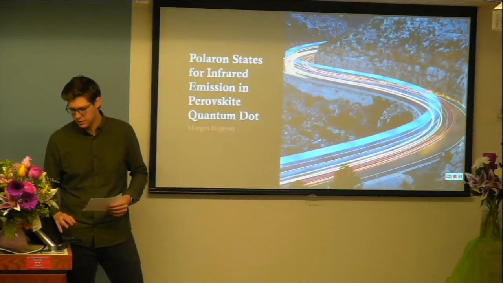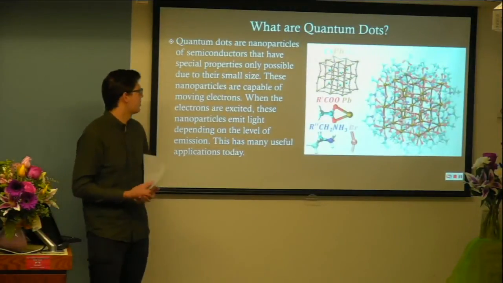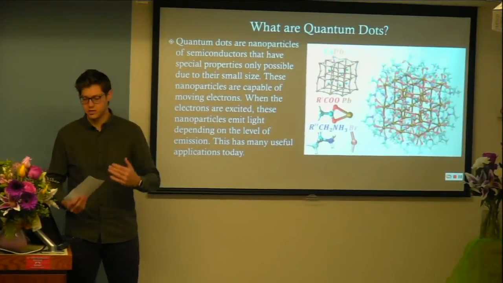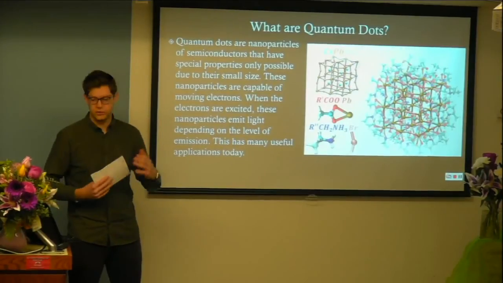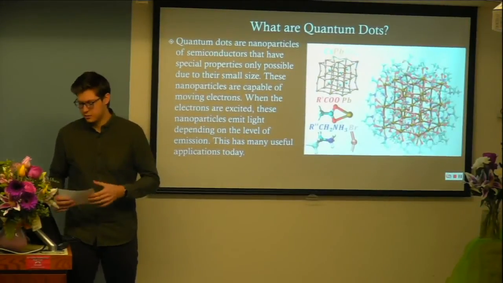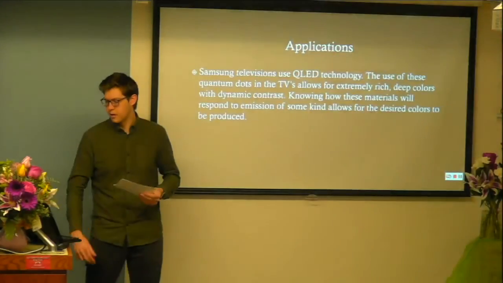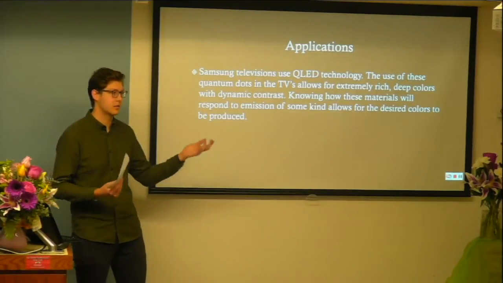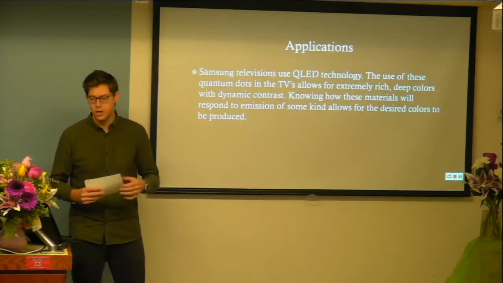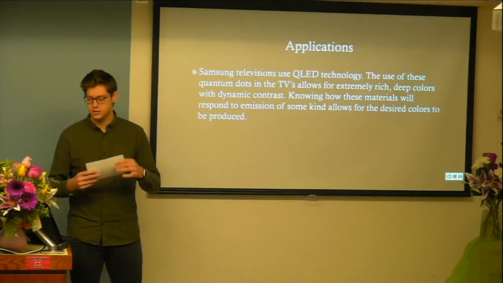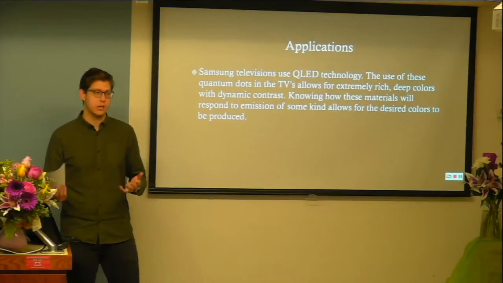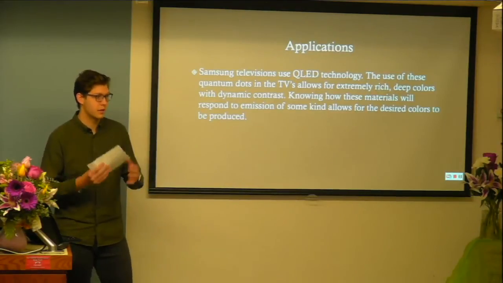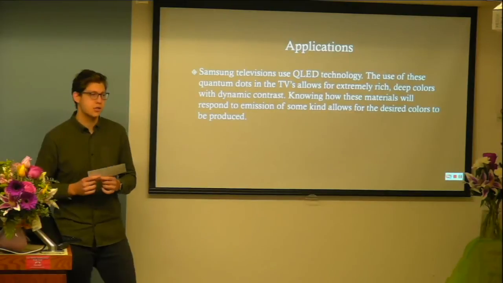First, a real quick overview of quantum dots. They're nanoparticles of semiconductors, and they have special properties due to their small size, which allows the transfer of electrons that makes light emission possible when they're excited. A huge application right now is TV. Samsung makes a QLED TV that uses this technology, which allows very nice colors with deep contrast. Another application, with perovskite quantum dots in particular, is solar panels, which is becoming a more used technology due to their high conductivity.